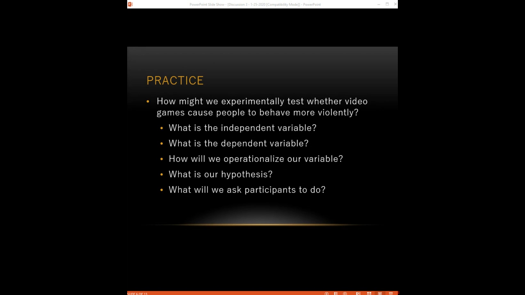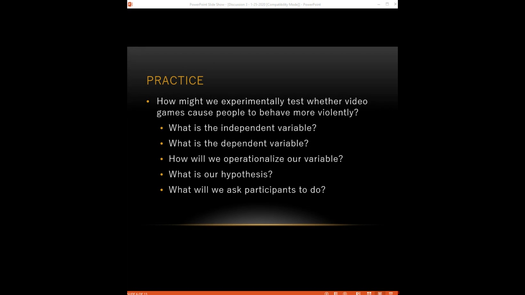Okay, so those are all good ideas. Remember, we got to pick one though. We're going to change one thing, keep everything else constant. So what is the one thing that we're changing between our groups? Okay, the time they play.